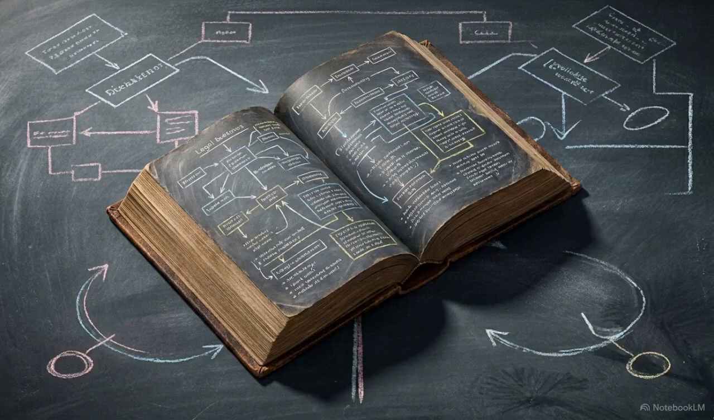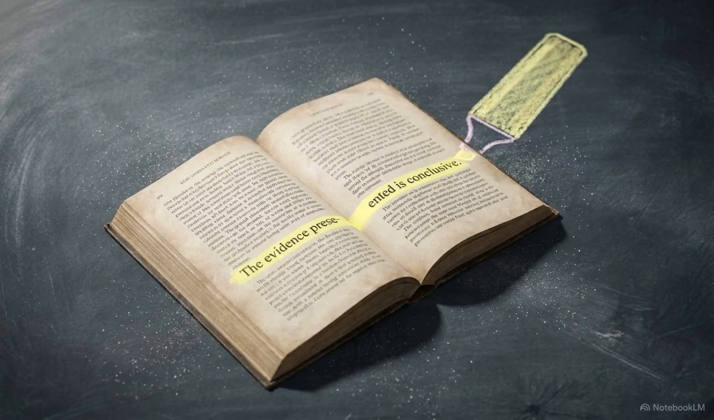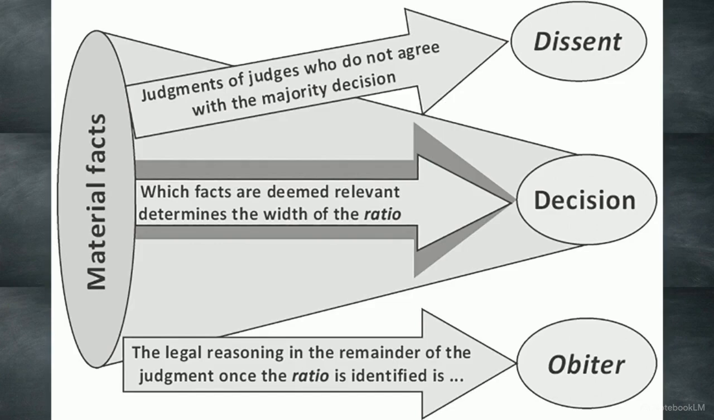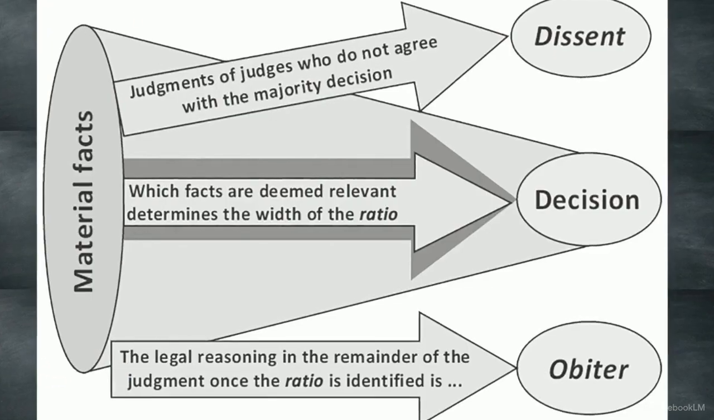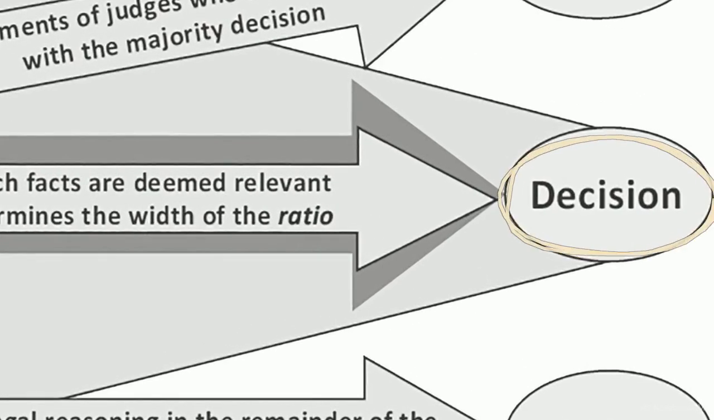A court judgment is a long, complex text explaining why a party won or lost. Every word a judge says is part of that judgment, but only a fraction of those words form binding law. This diagram illustrates how we dissect a case. At the very top, we filter out the noise to isolate the material facts. These are the specific, legally relevant facts that are absolutely essential to the outcome.